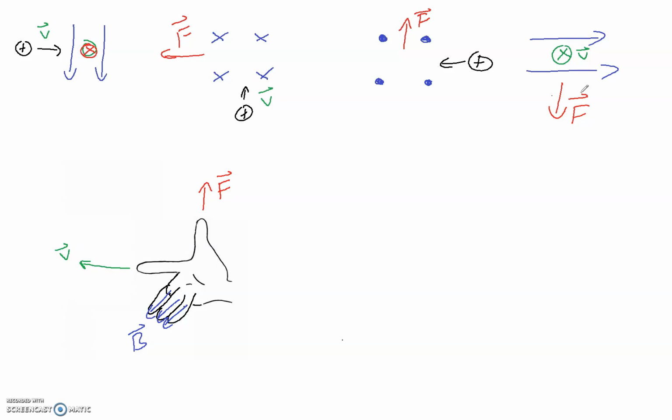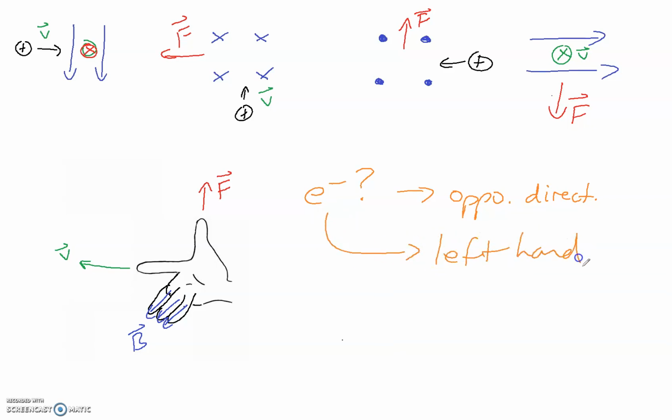Now, the only thing is, there's one slight trick. What happens if you're using an electron? Well, if you use an electron, you can do the exact same thing, except you just use the opposite direction. So use your right-hand rule, and then calculate the force, but then just flip your answer because it's negative, so go the exact opposite direction. The other thing that people do sometimes is if it's a negative charge or an electron, they will use their left hand instead.